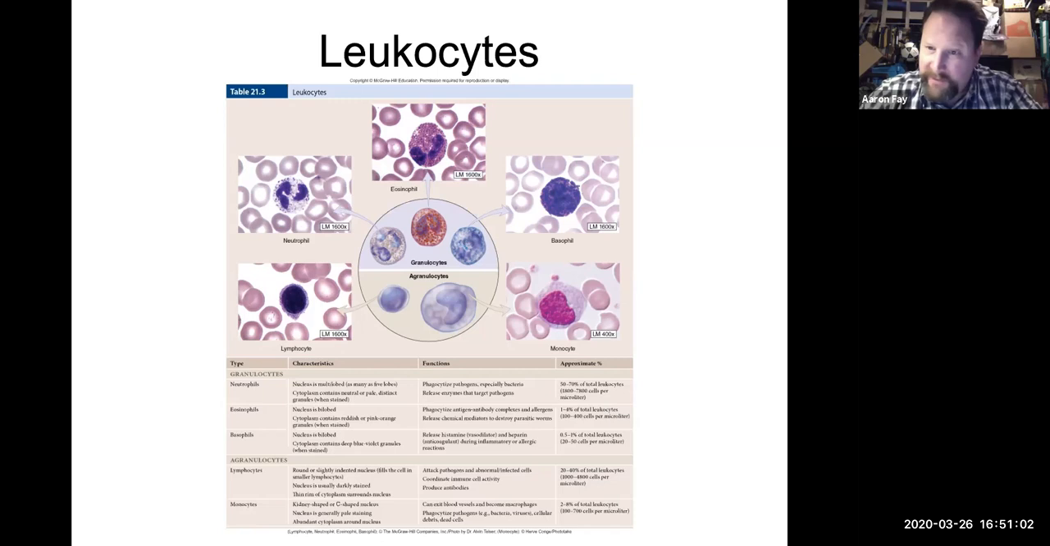That is how you're able to identify eosinophils. Eosinophils are relatively rare. Only 1 to 3% of leukocytes are eosinophils. These guys are important for fighting parasitic infections, particularly large things like worms and flukes.